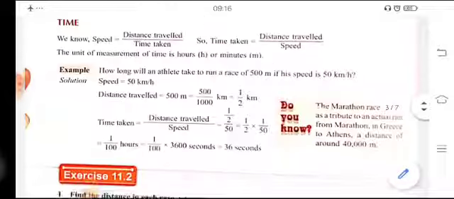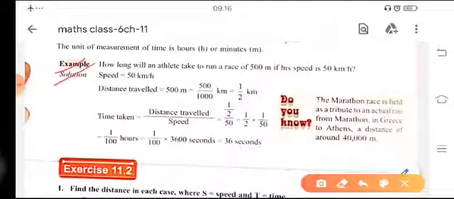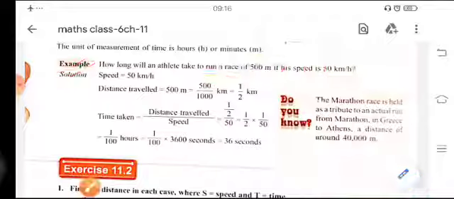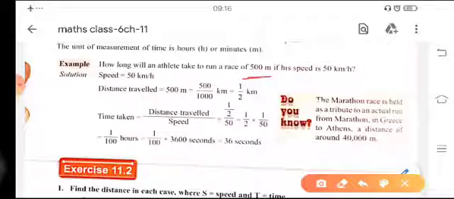Here an example is given to you. How long will an athlete take to run 500 meters if his speed is 50 kilometers per hour? See, there is a difference: the distance is in meters and the speed is in kilometers per hour. So first we have to convert the units. To find the answer, we have to make sure that the units of both terms are the same. If distance is in meters, then speed should be meters per second.